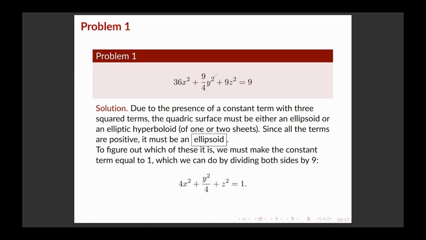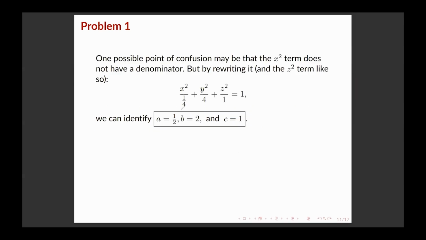We divide both sides of the equation by 9. So we have 36 divided by 9 is 4, 9/4 divided by 9 is 1/4, and 9 divided by 9 is 1. As you can see here, we must transform this into x squared over a squared, but we are stuck with 4x squared. So what we are going to do is find the reciprocal of 4, which is 1/4, and put it below the x squared. We have x squared over 1/4 plus y squared over 4 plus z squared over 1 is equal to 1.